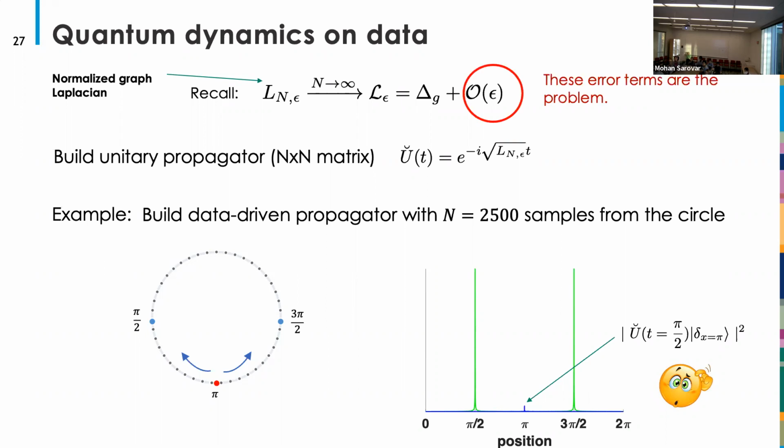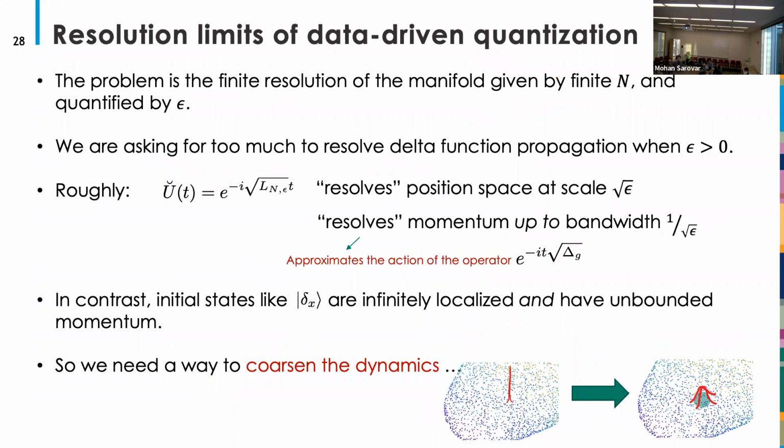So what went wrong? It's actually the error terms that are the problem. With any finite n, you'll always have a finite epsilon. And so these error terms mean that the propagation is no longer the geodesic propagation on that manifold. Another way to understand it is that the finite resolution of the manifold, given by a finite n and quantified by epsilon, means we're asking for too much to resolve delta function propagation.